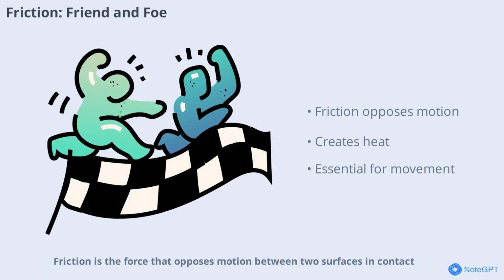Friction is the force that opposes motion between two surfaces in contact. It can be helpful, like when it allows us to walk without slipping, or a hindrance, like when it slows down moving parts in machines. Friction generates heat and wears down surfaces over time. Engineers often work to reduce unwanted friction or increase it when necessary, depending on the application.